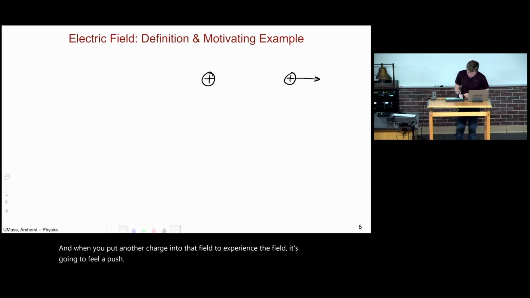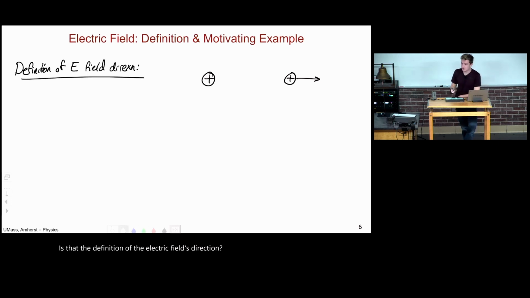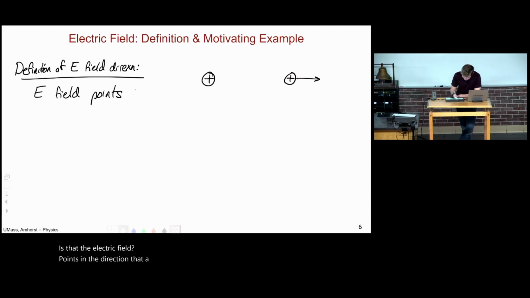Now, the notation that we're going to use is that the definition of the electric field's direction is that the electric field points in the direction that a positive charge would get pushed.